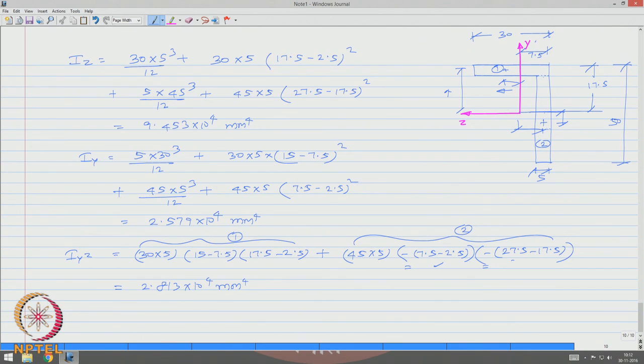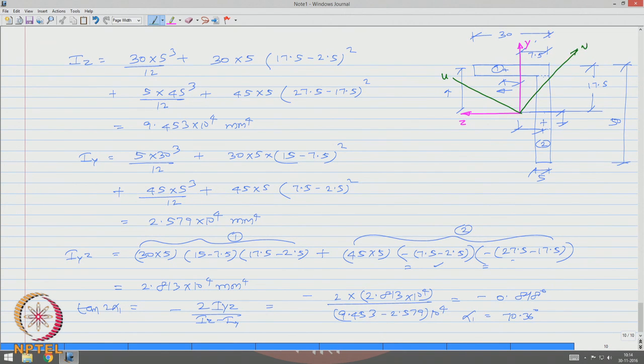So, now I can quickly locate tan 2 alpha 1, which is minus of 2 I y z by I z minus I y, which is minus of 2 of 2.813 10 power 4 by 9.453 minus 2.579 10 power 4, which is actually minus 0.818, which amounts to alpha 1 as 70.36 degrees. The u and v axes, and this angle is 70.36 degrees.